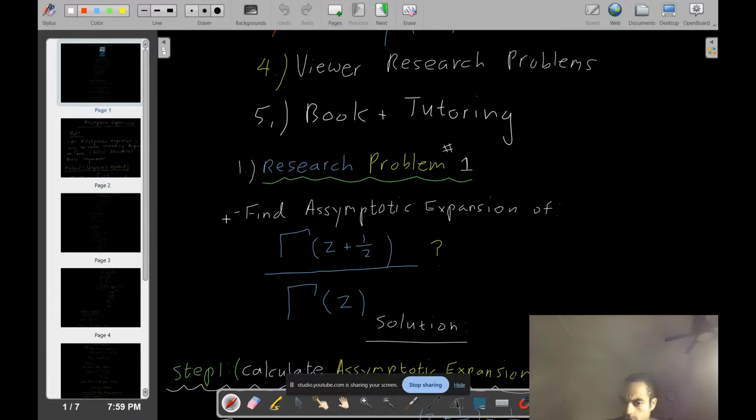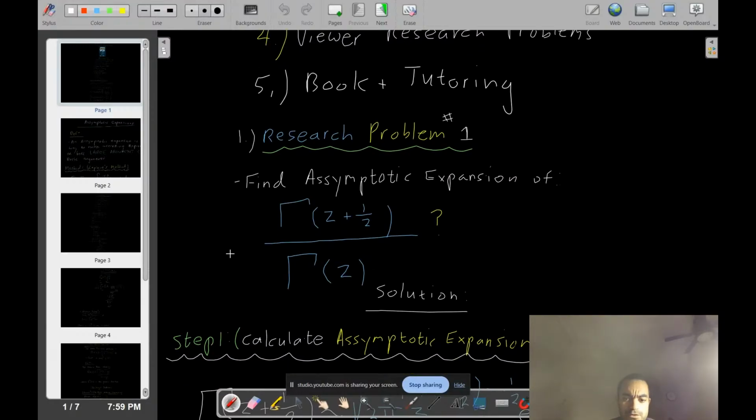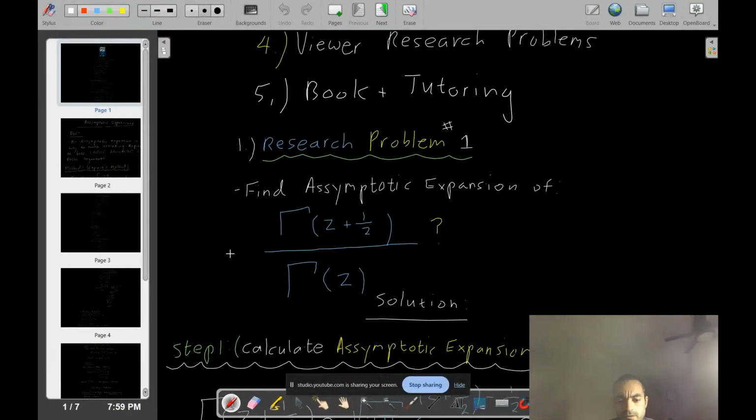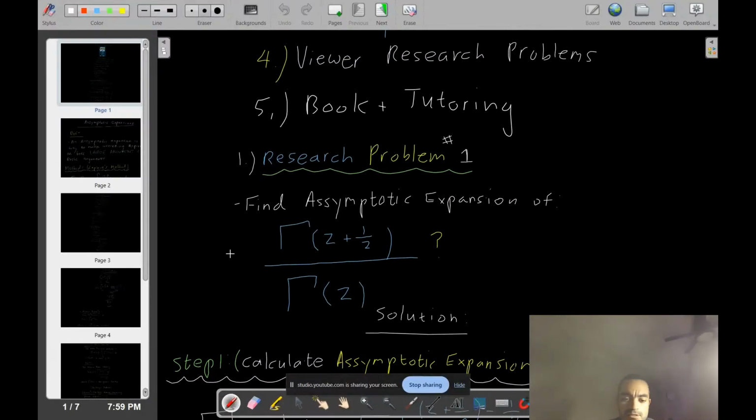Okay, we're going to get into this right now. If no one has any clue, no worries. I'm going to walk you step by step based on those definitions and methods I put on the board. So the solution to this: calculate the asymptotic expansions individually in the numerator, then the denominator.